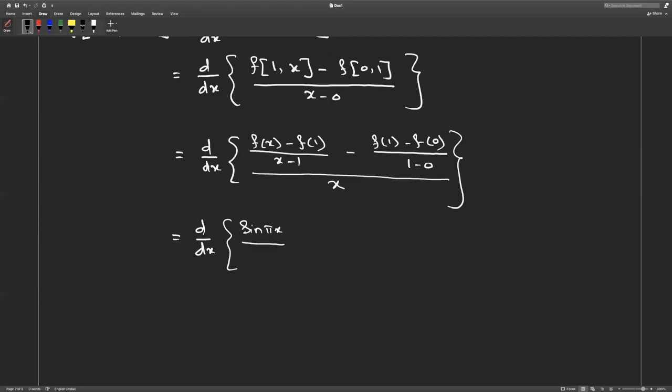Therefore, this can be written as d by dx of (sine pi x minus sine pi, which is 0, divided by x minus 1, minus, this is sine pi, which is 0, minus sine 0). So the entire term will become 0, and you have an x in the denominator. That also I will take here, and so we have this expression. Now differentiate this and put x is equal to 1 by 2. We will get f[0, 1, 1/2, 1/2] is equal to 0.